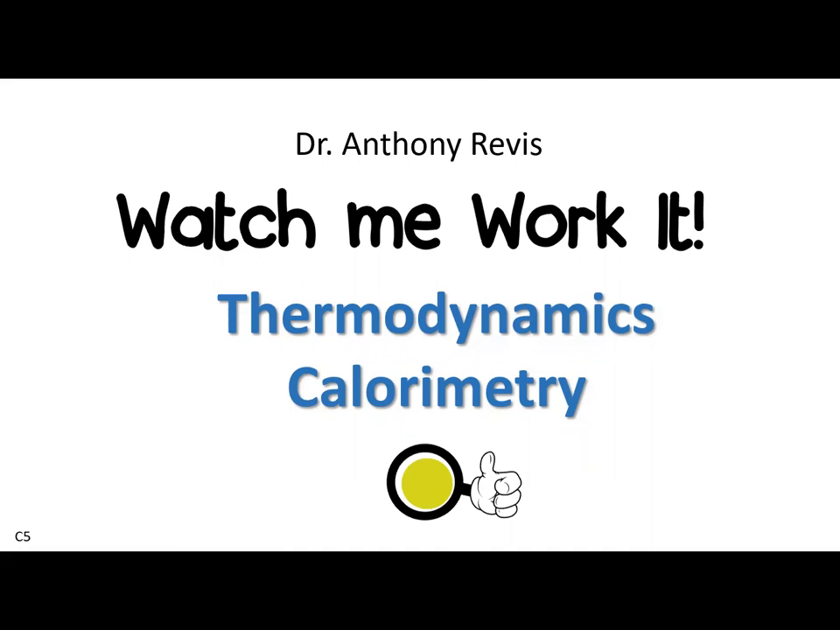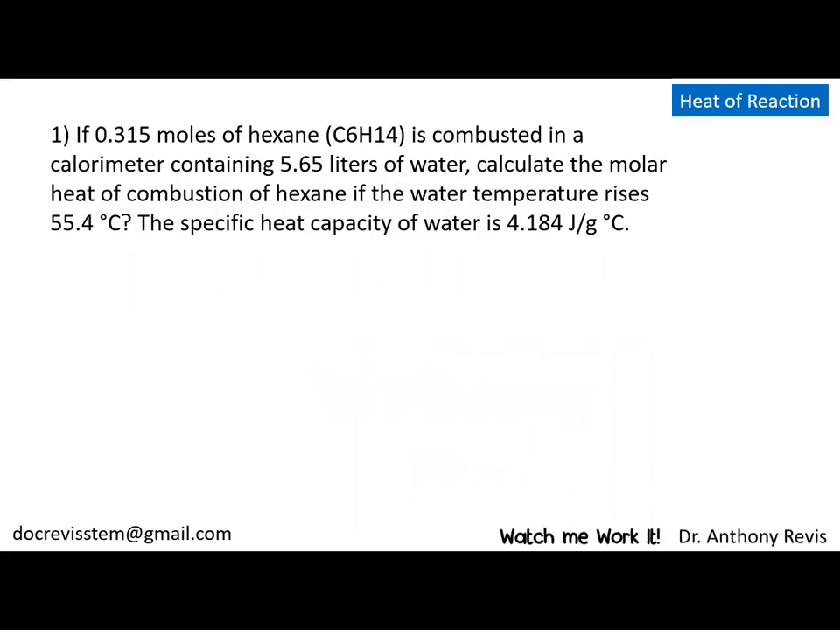We're going to take a look at a thermodynamic calorimeter problem. All right, so here we go. Here it is. If 0.315 moles of hexane is combusted in a calorimeter containing 5.65 liters of water, calculate the molar heat of combustion of hexane. The water temperature rises 55.4 degrees C. And so we have the heat capacity here.